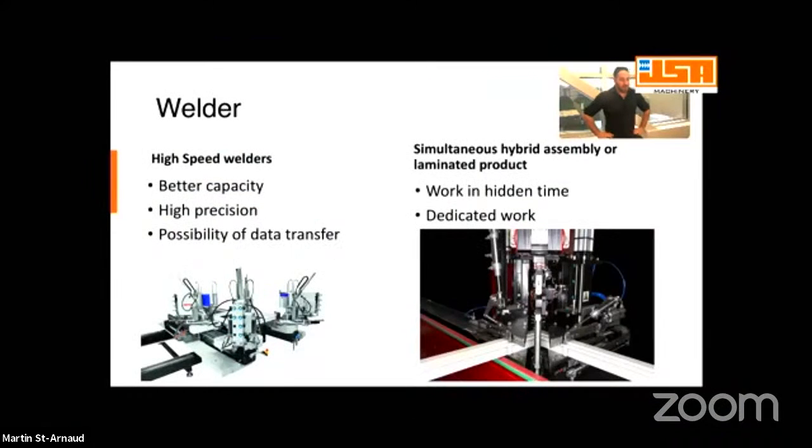If I'm making my way down the factory, if you're looking at welders, first thing to have in mind, high-speed welders, if you do not have one at this point while you're working with a conventional welder or a 2-point welder. The biggest advantage behind high-speed welders would obviously be capacity, as you're working at just about twice as fast as a conventional welder.